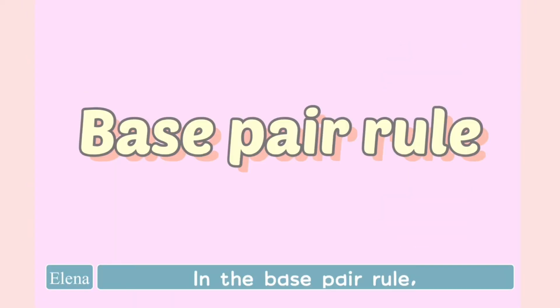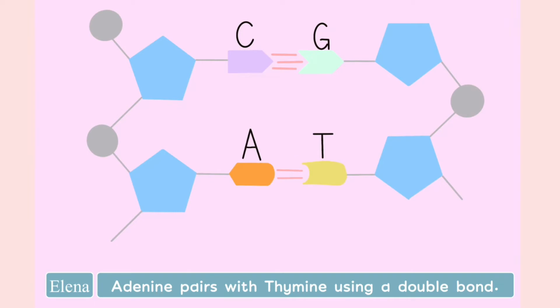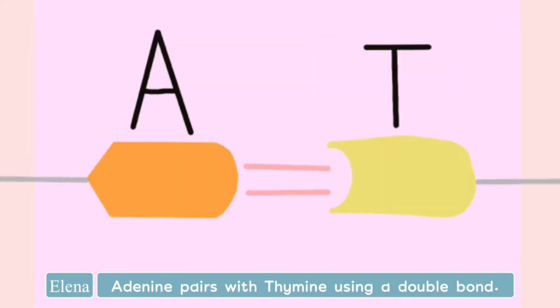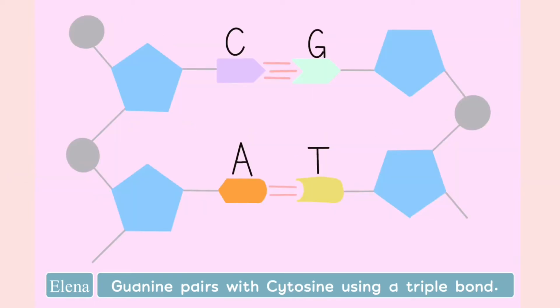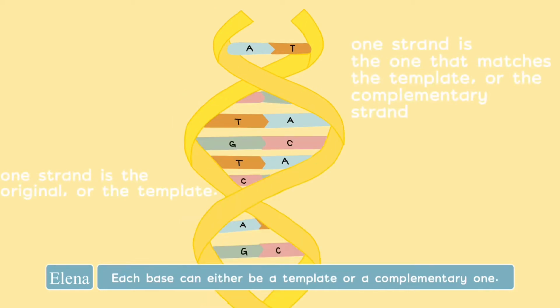In the base pair rule, adenine and guanine are the bigger bases, thymine and cytosine are the smaller bases. Adenine pairs with thymine using a double bond, guanine pairs with cytosine using a triple bond. The structure of DNA is also antiparallel, with half of the strand running the opposite way or being upside down. Each base can either be a template or a complementary one.